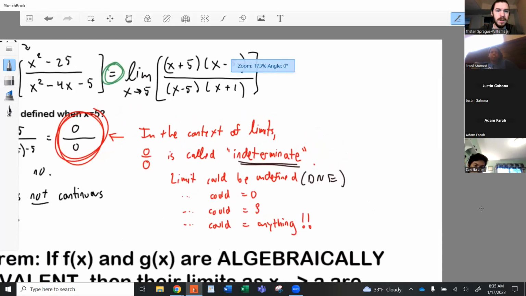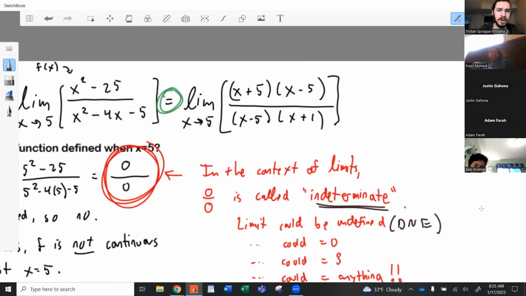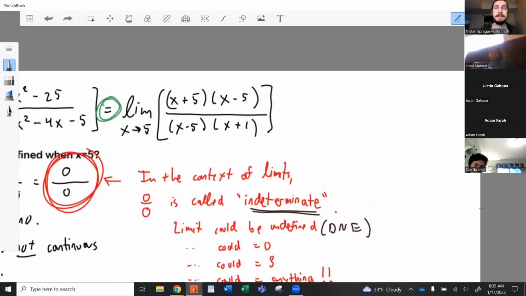Sure thing. Let's do another one. Okay, so now looking at this, is there something we can do to simplify it? You see it? You guys see? So we can simplify the parentheses. So x minus 5 and x minus 5.